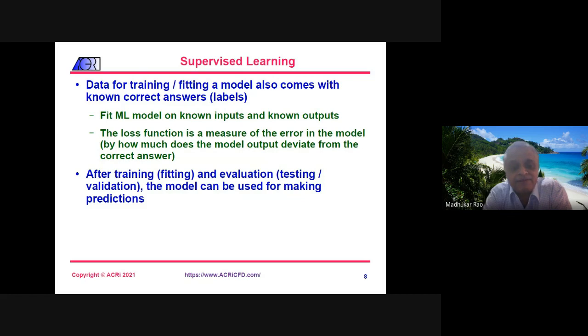Then once you have finished your training, evaluation and testing of the model, you can deploy the model in a realistic setting, and it can be used for making predictions.